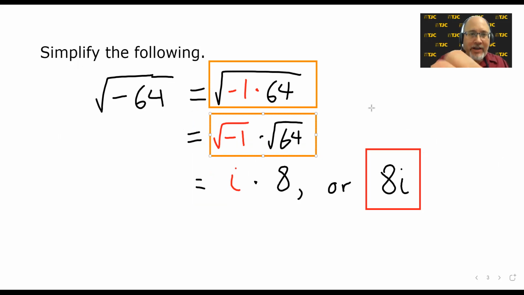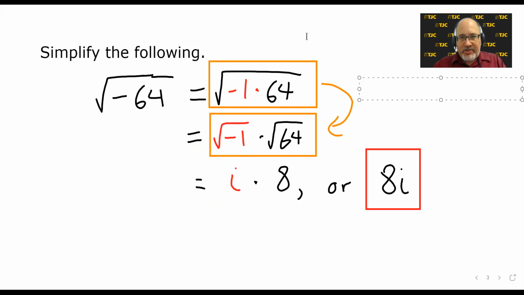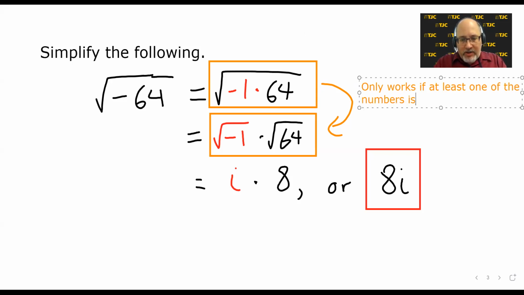In other words, and I'm going to write it here, this move works. This only works if at least one of the numbers is positive. And there are mathematicians, professional math people, that overlook this because they're not paying attention. They just assume, oh, I can split up the square root across the multiplication. You can, unless all the numbers are negative. But in this case, at least one of them is positive, so we're okay.